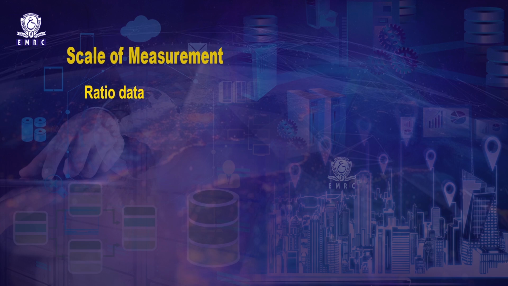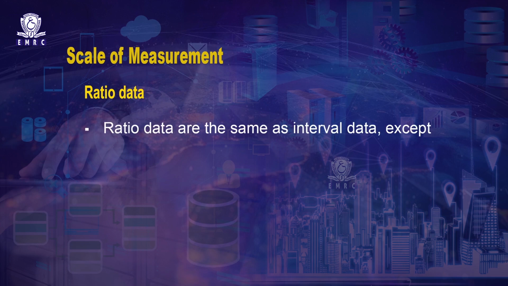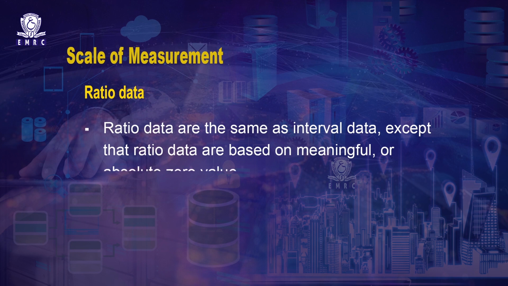Ratio data. The ratio data are the same as interval data except that the ratio data are based on meaningful or absolute zero values. Population density is an example of ratio data, where a density of 0 is an absolute 0.